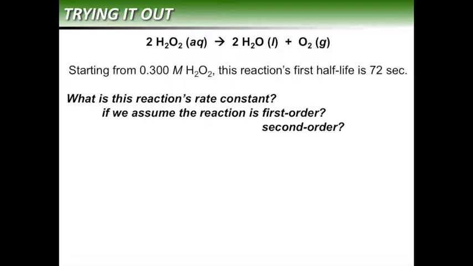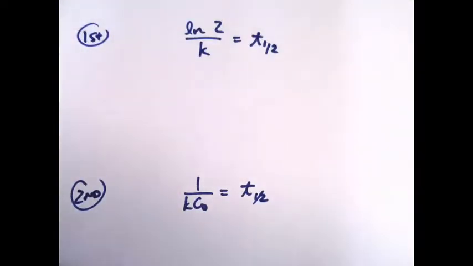And so we're going to look at a set of conditions where at 0.3 molar H2O2, the reaction's first half-life is 72 seconds. So the first thing we're going to do together is try and figure out the rate constant if this is a first-order reaction and the rate constant if it's a second-order reaction. So as we saw earlier, different rate orders beget different integrated rate laws, which beget different half-life formulas. So to figure out what K would be for first or second order, we just simply need to plug what we know into the expressions for both of these.